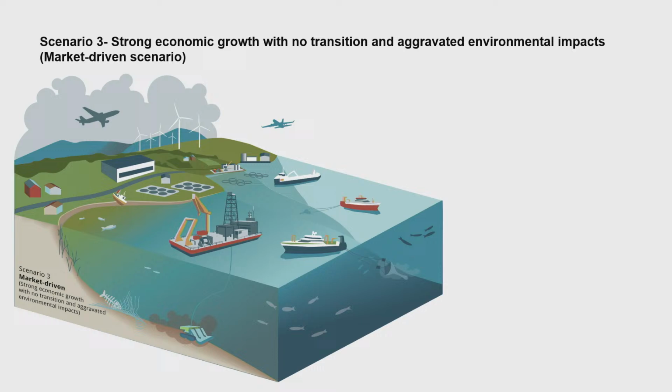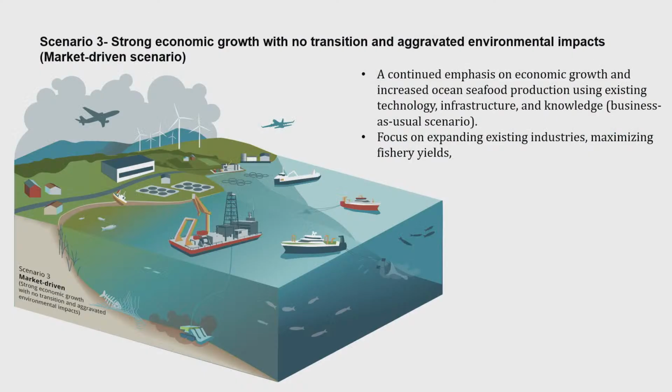Scenario number 3 is strong economic growth with no transition. Unfortunately, this is the worst scenario, and this is business as usual. There is a continuous emphasis on economic growth and increased ocean and seafloor production using existing technology, existing infrastructure and knowledge, with a focus on expanding existing industry. As you see here, it's the worst one, so actually we don't take any action toward our environment.